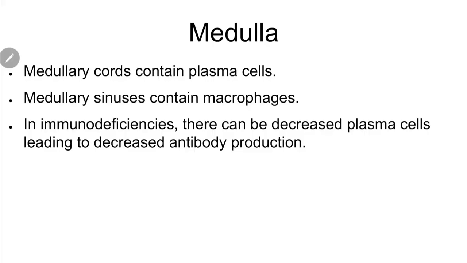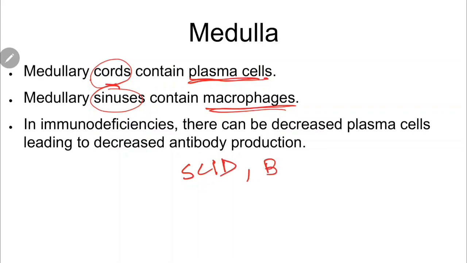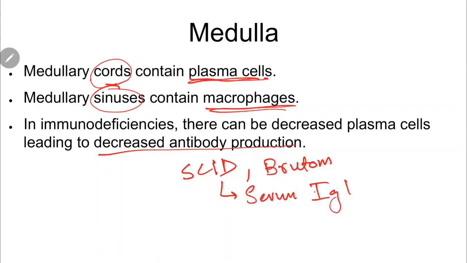Okay, now the medulla. The medulla contains your cords and sinuses. The cords are where you have your plasma cells, and the sinuses are where you have your macrophages. So in immunodeficiencies such as SCID and Bruton's, right, there can be decreased plasma cells that leads to decreased antibody production. So in these diseases, when you look at the serum Ig levels or immunoglobulin levels, they are all low.